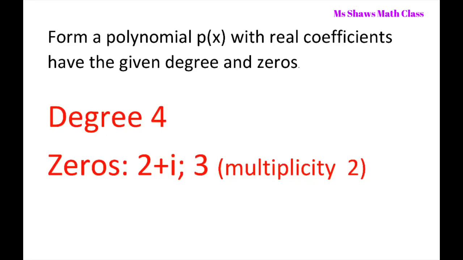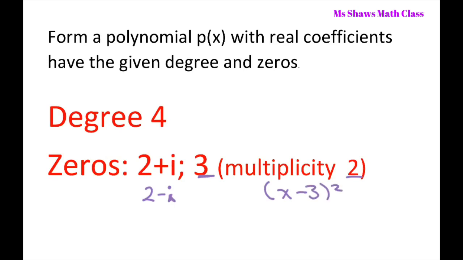Hi everyone, we're going to form a polynomial p of x with real coefficients that have the given degree and zeros. So basically we have two complex zeros. They give you 2 plus i, but that means you also have 2 minus i. And you're supposed to know that that's the conjugate. And also they give you a 0 of 3 with the multiplicity of 2. So that would be written as x minus 3 squared.